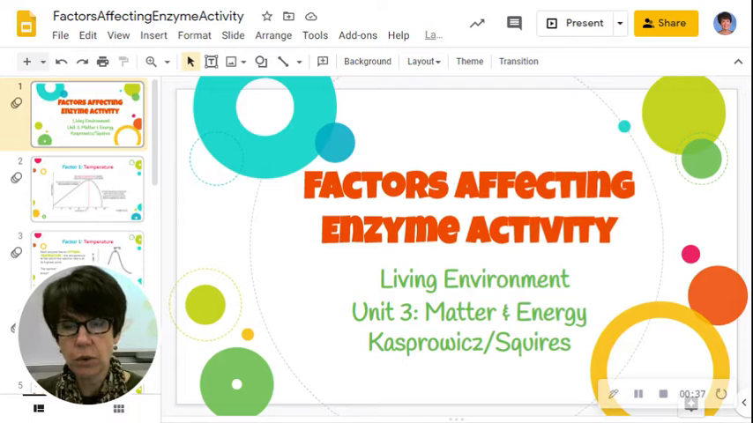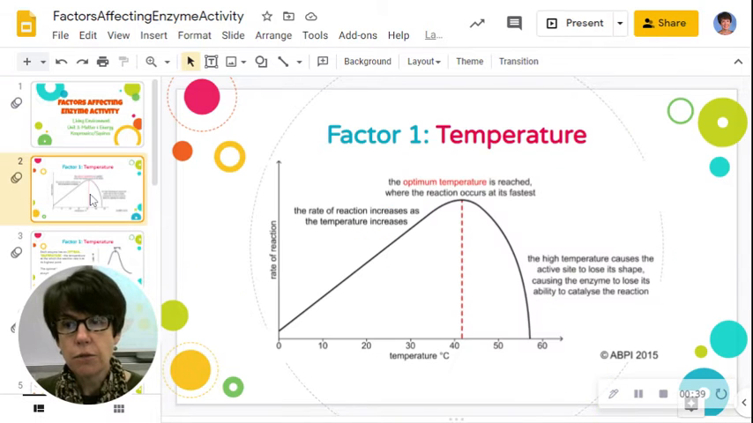So there are four factors that we're going to take a look at. The first factor is temperature, right? So if I change the temperature of the cells in which those enzymes are working, I can speed up or slow down the rate of the reaction.